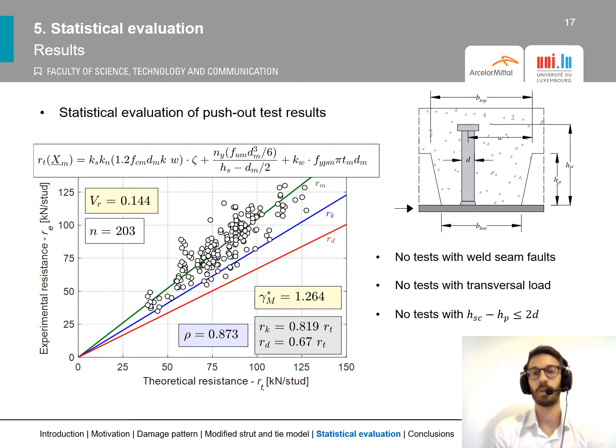Specifically, the coefficient of variation is relatively low for this type of application, about 14%, while the linear correlation factor reaches a value even higher than 0.87. Also, it is worth noticing that the partial safety factor is around 1.26, meaning that this expression can be used for predicting the design strength of studs using a value of 1.25.